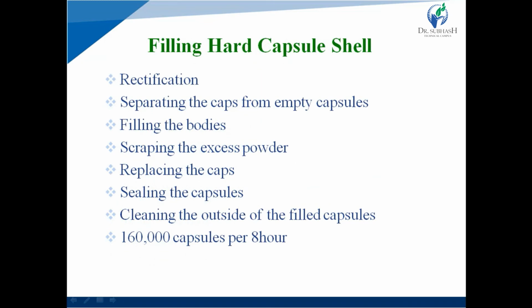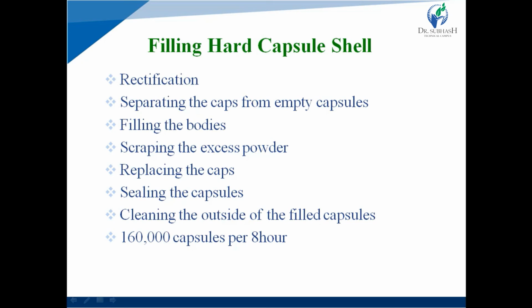Filling of hard capsule shells. First one is rectification. In rectification, the empty capsules are oriented so that all point in the same direction, for example, body downwards. In general, capsules pass one at a time through a channel just wide enough to provide grip at the cap end. The capsules will always be aligned body downwards regardless of which end entered the channel first, with the help of specially designed blades for rectification.